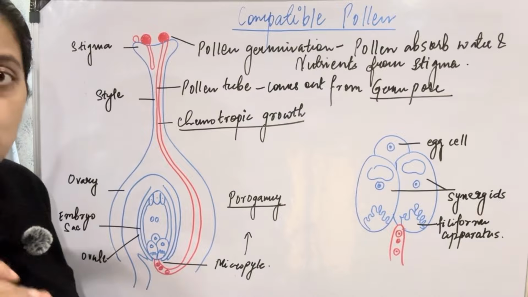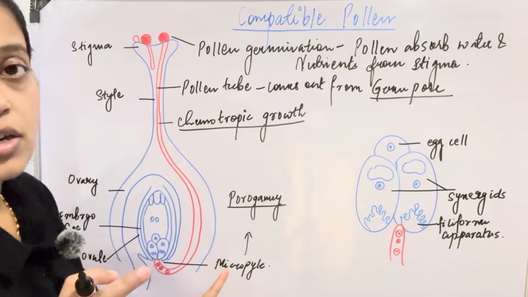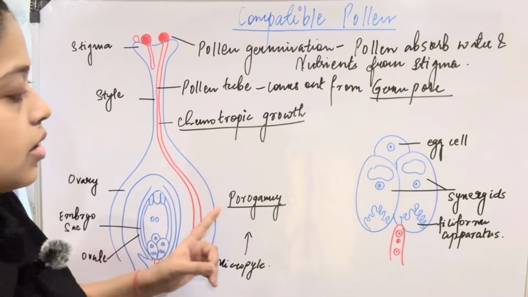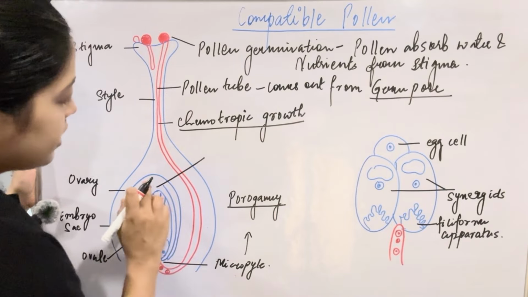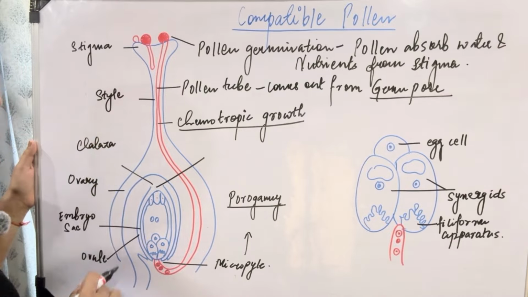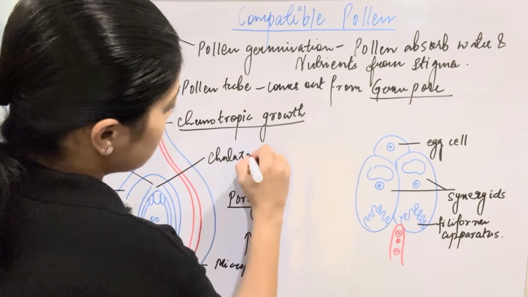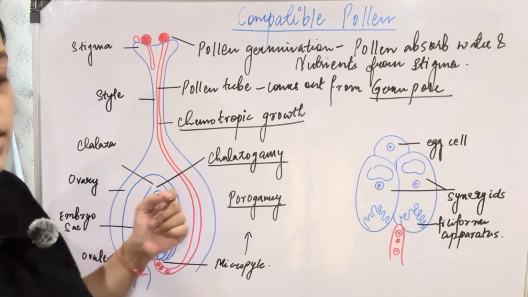It is the most common one, remember: when the pollen tube enters through the micropyle, the term is porogamy. If it enters through the chalazal end, this is the chalaza, which is opposite to the micropyle, it is called chalazogamy.